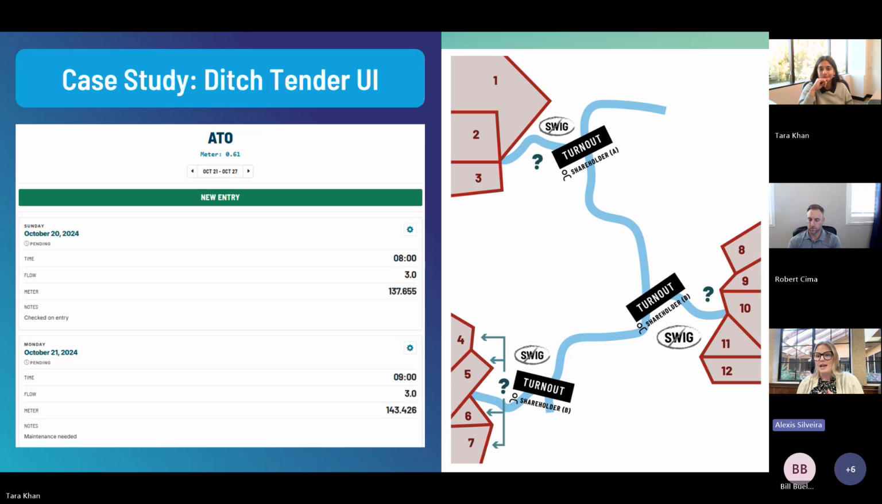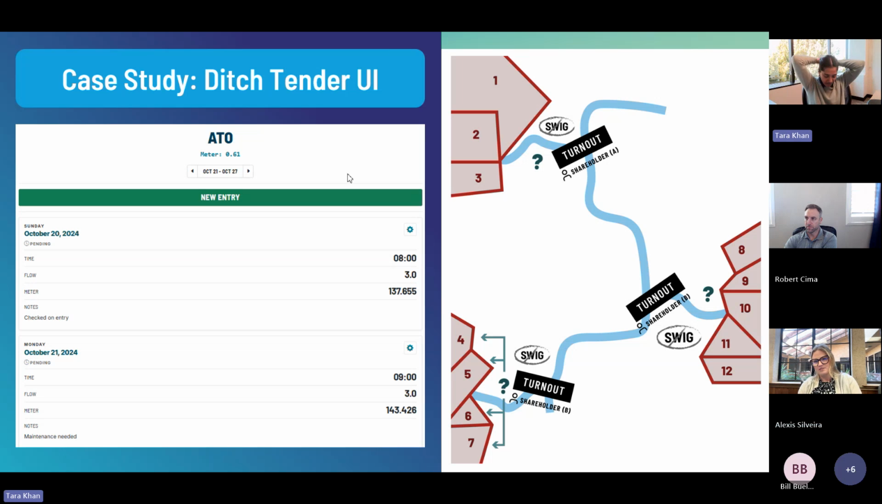But what was so exciting about the ditch tender interface to us is that it took what is currently a 7-step process into a 4-step process. And so it makes it more efficient for the staff and for the GSA as well. So we're really excited for it, and it should prove to be as efficient as we hope it is. Is there anything else you wanted me to touch on, Tara? It was perfect. Thank you so much, Alexis.